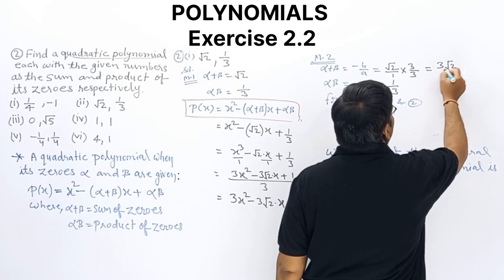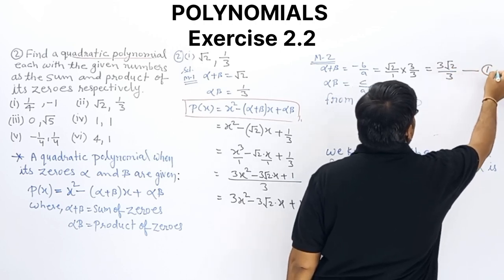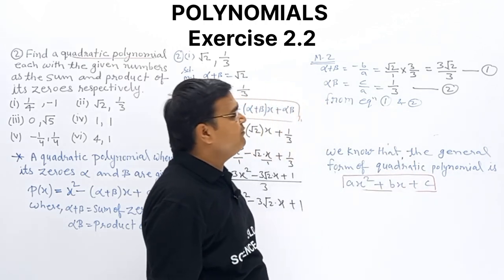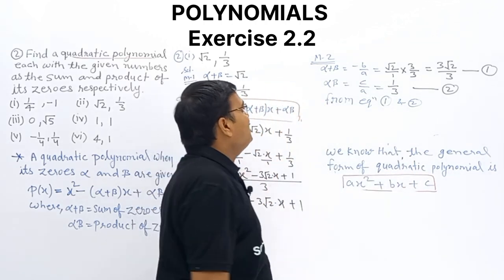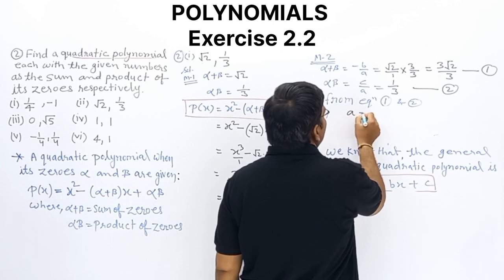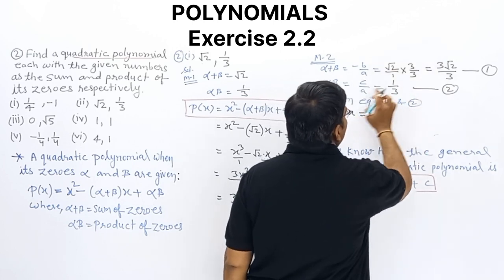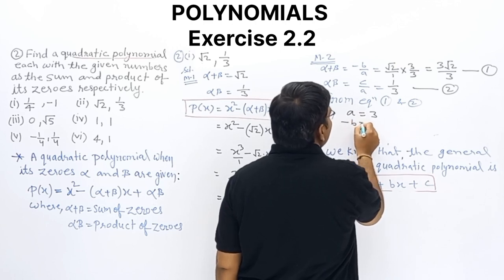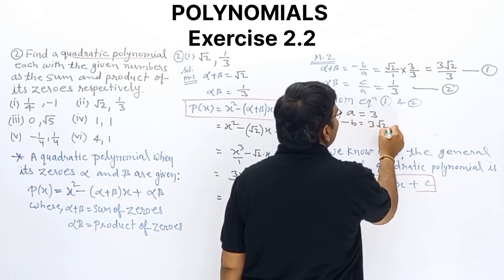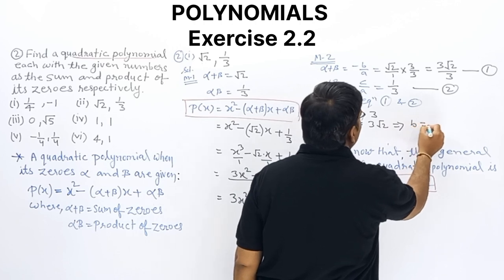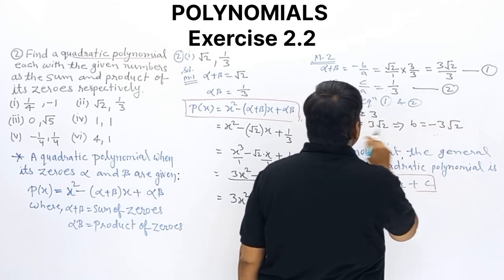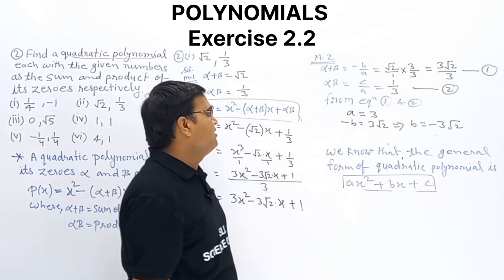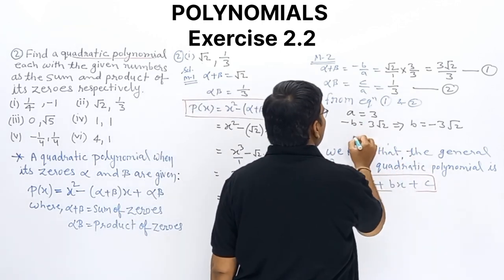Then what we are getting? 3 root 2 divided by 3. Put equation number 1 and equation number 2. When we compare equations 1 and 2, a equals what? a equals 3, and minus b equals 3 root 2, so this can be written as b equals minus 3 root 2. This negative sign we are transposing to the right side.